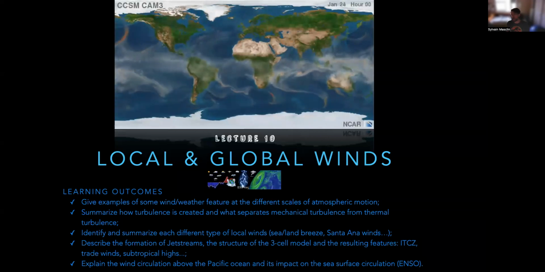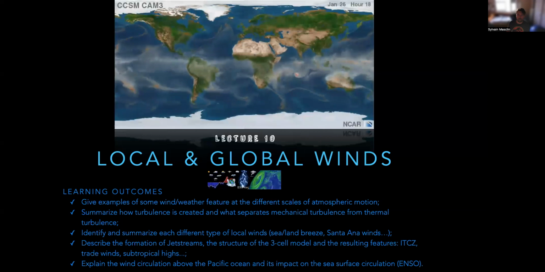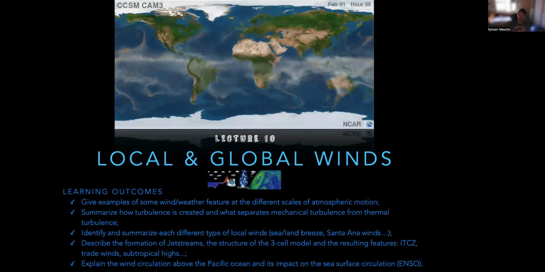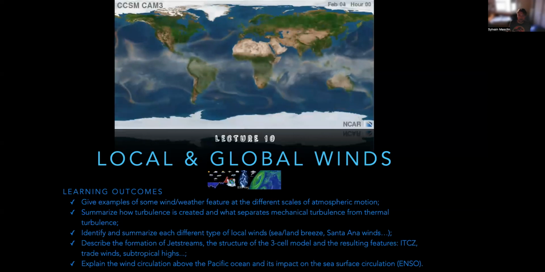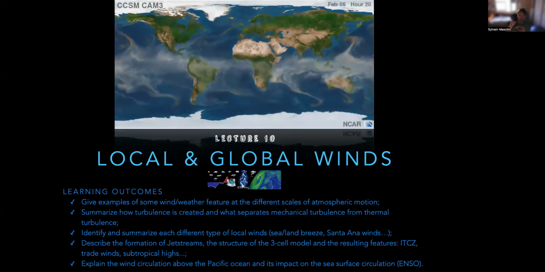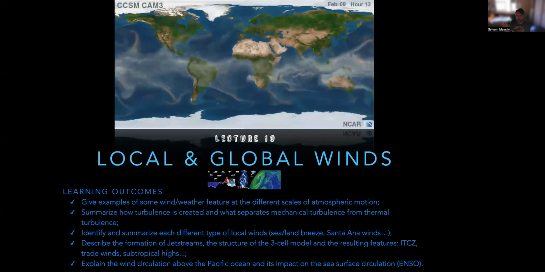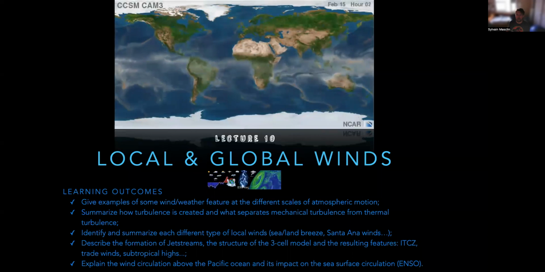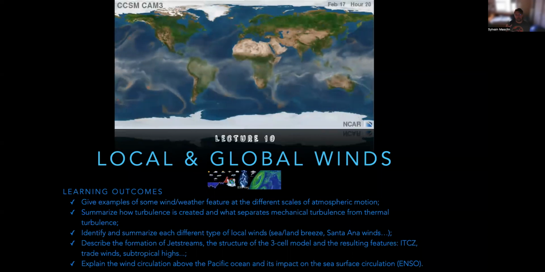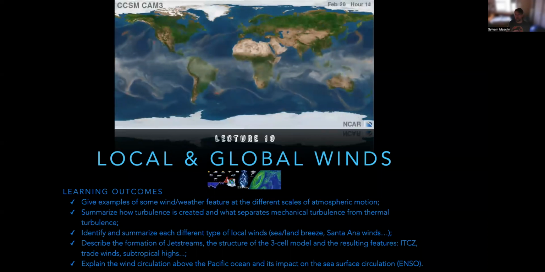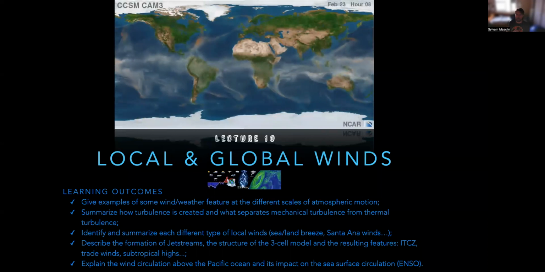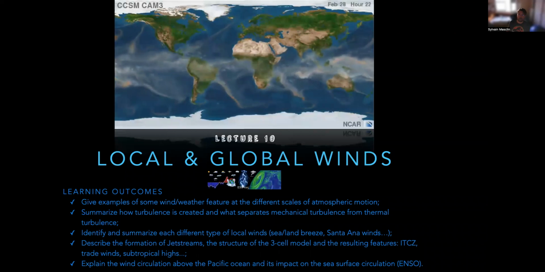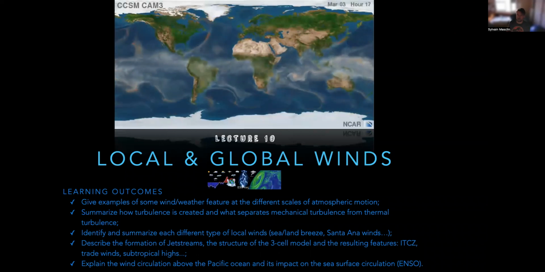We'll be looking at the different types of winds that we can observe on the planet by looking at the different scales at which winds are created. We'll summarize the different types of local scales before going more globally, looking at how wind circulation happens over the planet, and finally talking about more major wind systems, such as, for example, ENSO, the El Nino system that is happening here along the Pacific side.